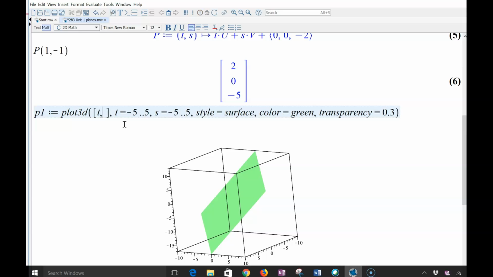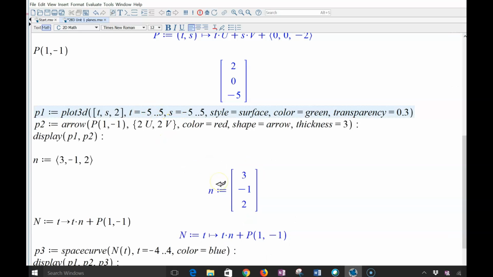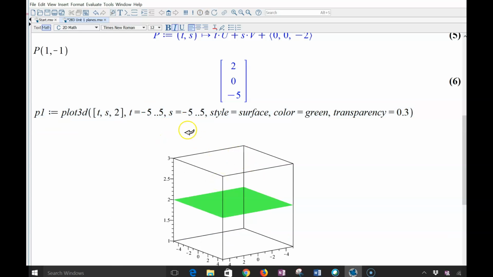So if I did t, s, 2, then that would give me a different looking plane. So I'll just do that. But you have to type in an ordered triple, and then outside of that, your parameter ranges, whatever you call them. I call them t and s. So if I press enter on this now, it gives me this plane, which is different than the one I actually want to plot. So I'm going to go back and change it again.